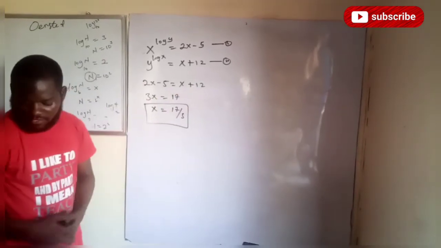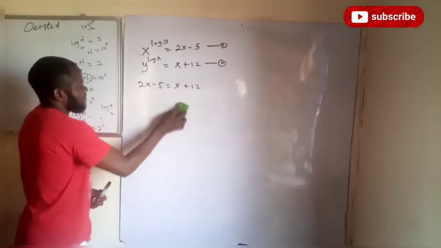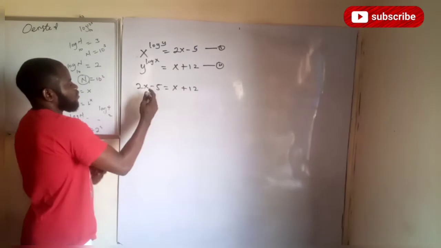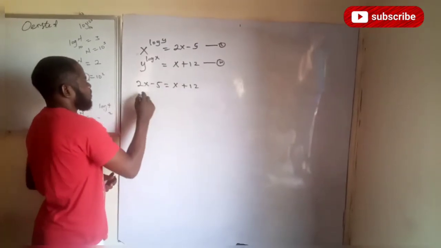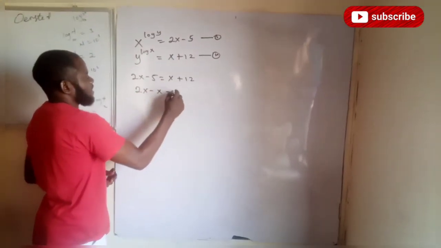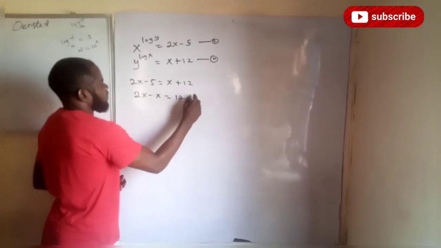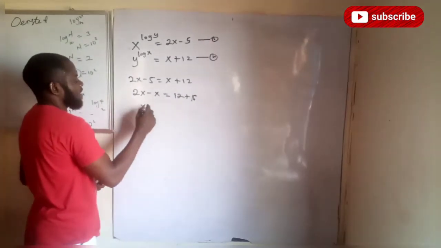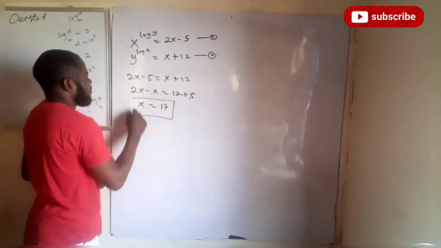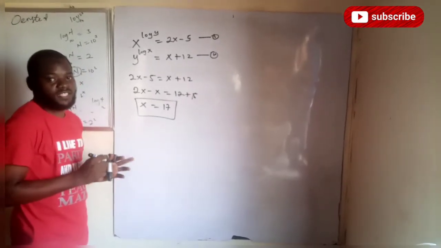Okay, sorry, there's a mistake. If this one should come over here, it becomes plus, while the other becomes negative. So 2x minus x equals 12 plus 5. So this becomes x equals 17. So I have the value of x to be 17 in that way.